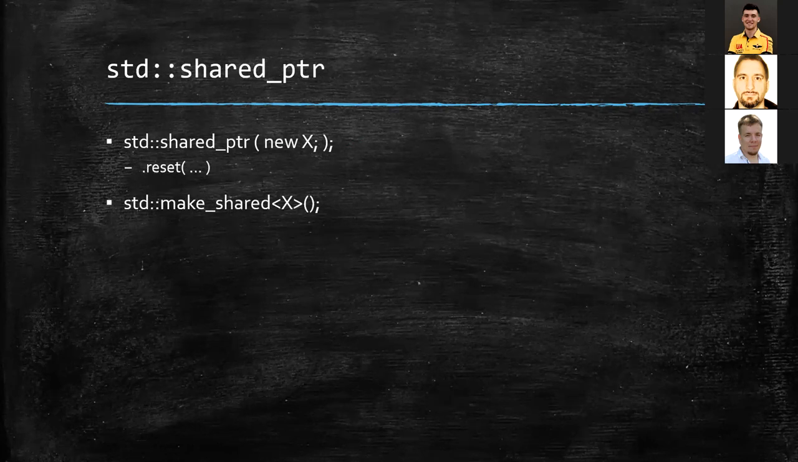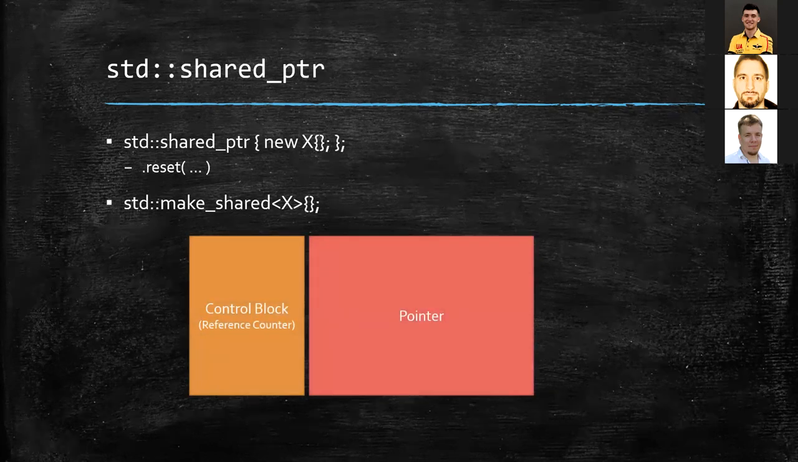Okay, so let's start with the shared pointer. As its name implies, it allows an object to be shared. It can be initialized in two ways, either via the constructor or the reset function, which are basically the same, or the std::make_shared global function. The difference between those constructs is very important. Internally, the std::shared_ptr holds both the underlying pointer and the control block, which is used as a reference counter. With the constructor or the reset function, the std::shared_ptr needs to create a control block.